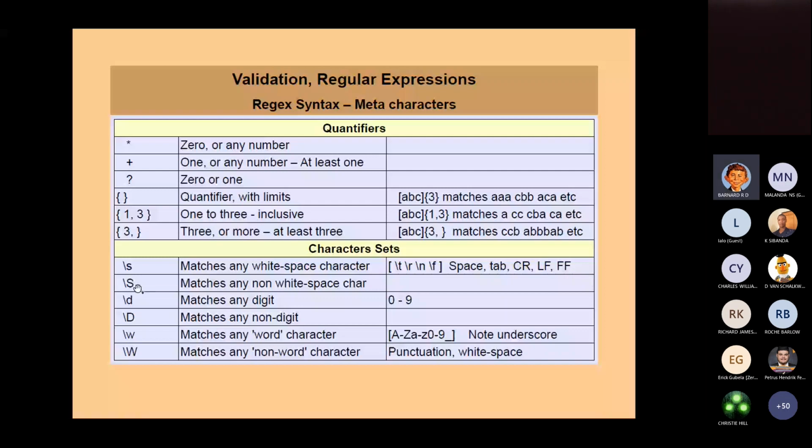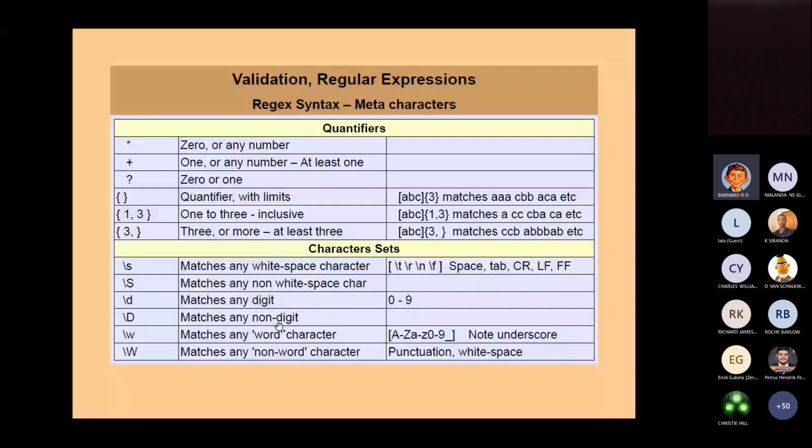Then the backslash capital S matches any non-white space character. So that's anything else except these characters that were mentioned previously. So in a sense, the lowercase s and the capital S are inverses. They match what the one excludes, the other one includes. The backslash D matches any digit, 0 to 9. Then the backslash capital D matches any non-digit. So it's anything that's not a digit.